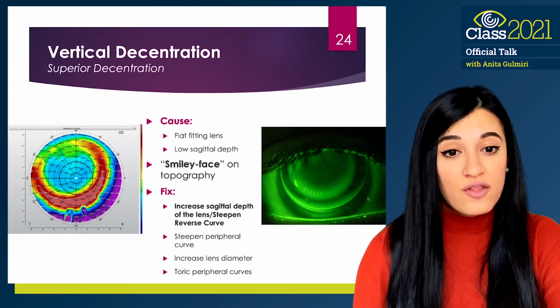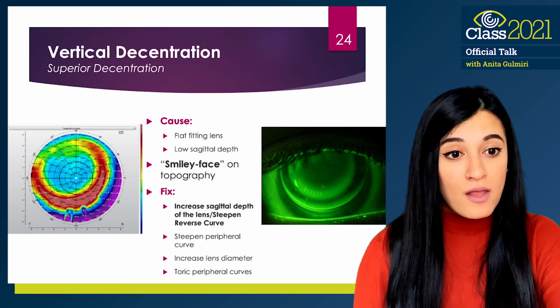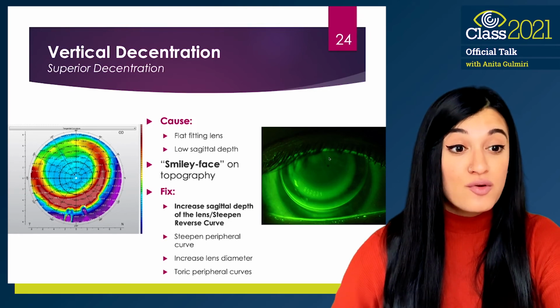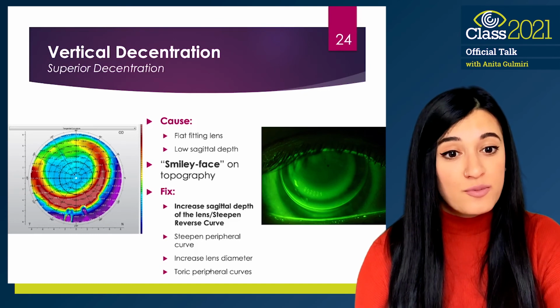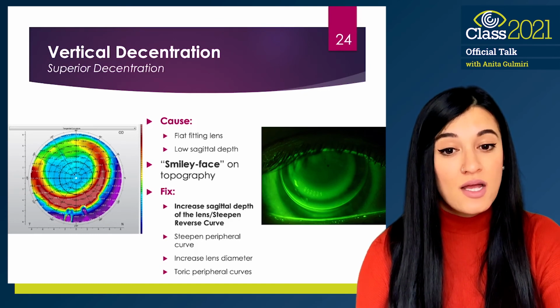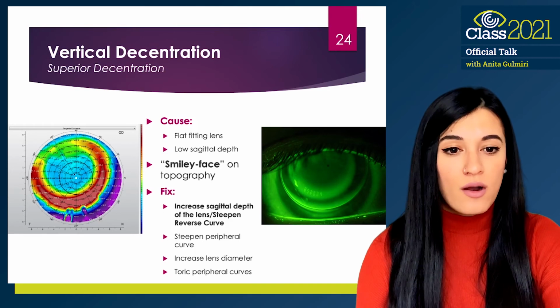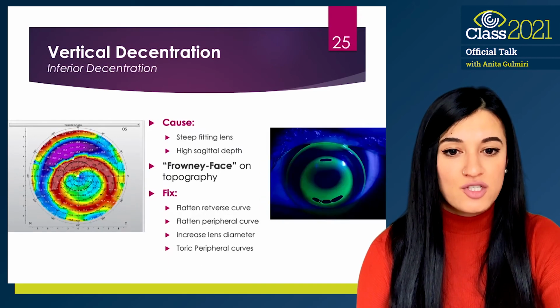If you feel the edge lift might be too great, you can steepen the peripheral curve as well. Other options include increasing the lens diameter and adding toric peripheral curves for better centration as well.